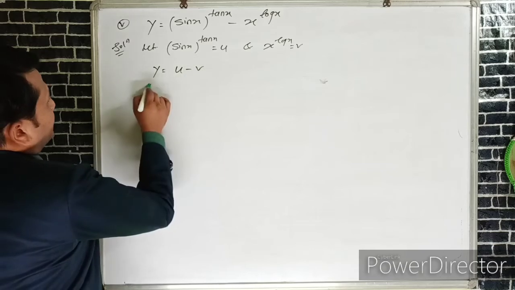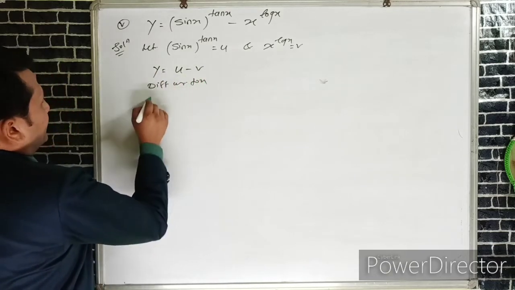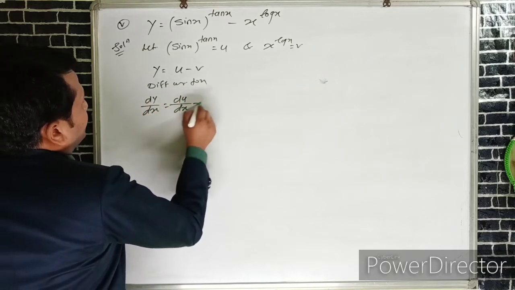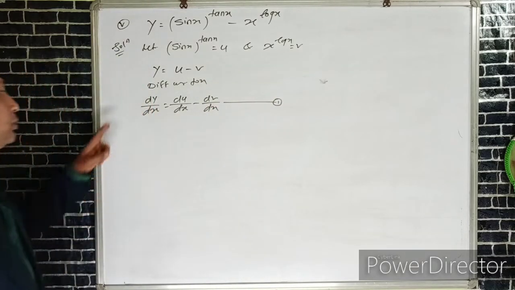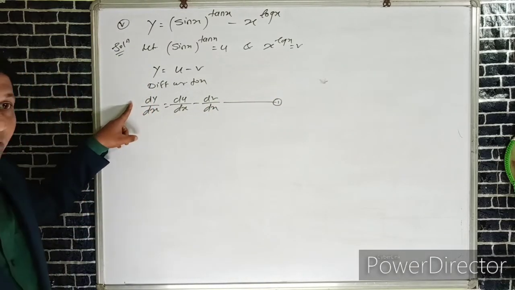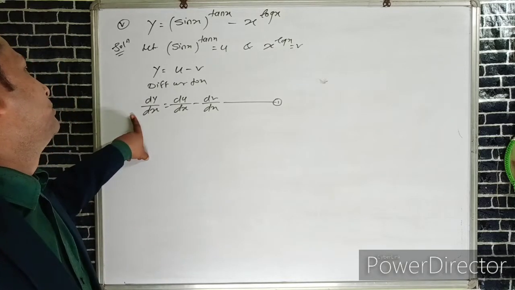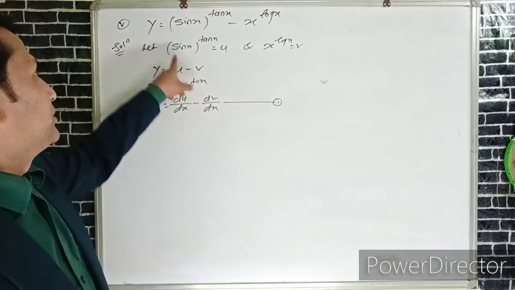Now u and v are again differentiable functions. If we differentiate with respect to x, then we can write dy by dx is equal to du by dx minus dv by dx, which is the required derivative dy by dx. Hence, we have to find two derivatives, du by dx and dv by dx. First, we take u.